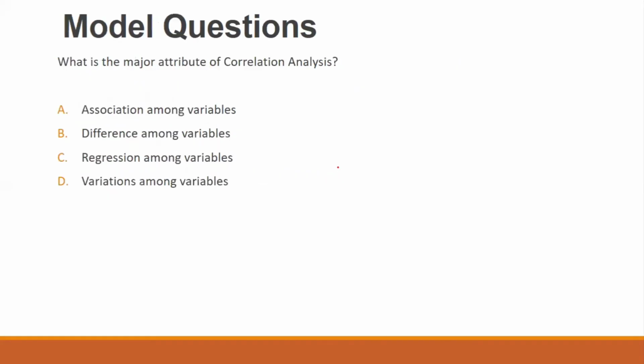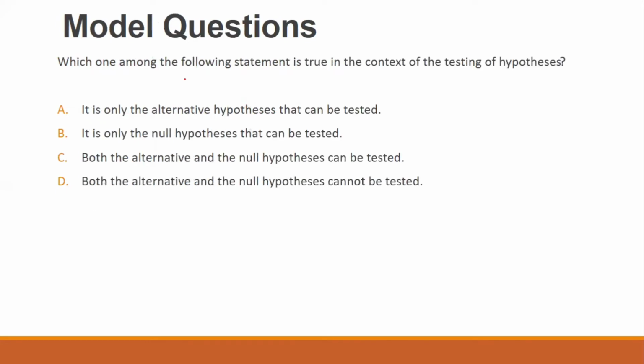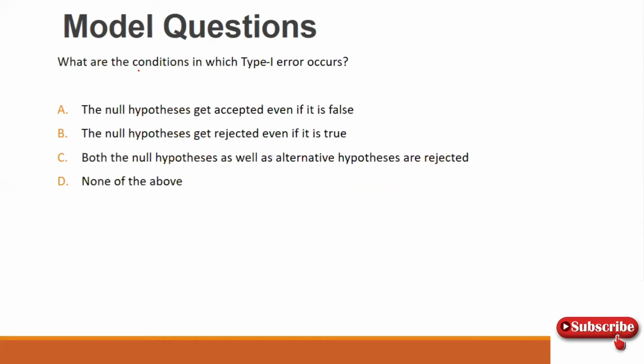So next we will discuss some model questions. First question, what is the major attribute of correlation analysis? Answer is association among variables. Which one among the following statements is true in the context of testing of hypothesis? It is only the null hypothesis that can be tested. That is the answer. Then what are the conditions in which type 1 error occurs? So type 1 error occurs when the null hypothesis gets rejected even if it is true.